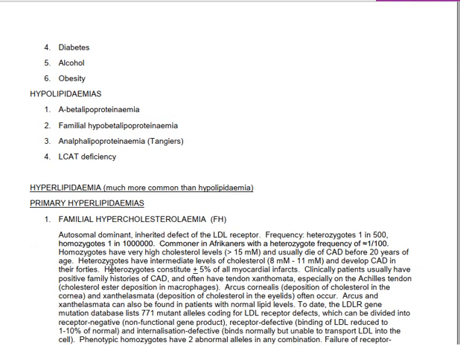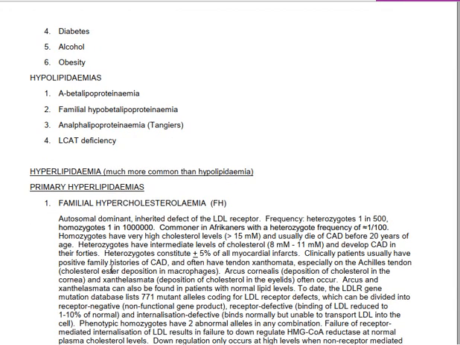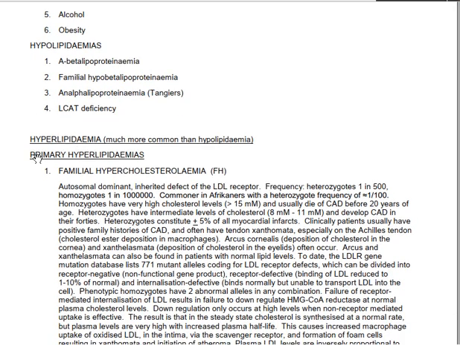So in hypolipidemia, you can have abetalipoproteinemia. You can have familial hypobetalipoproteinemia. You have analphalipoproteinemia, which is also called Tangier disease, and we have lecithin cholesterol acyltransferase deficiency. So now the hyperlipidemias are going to occur much more than the hypolipidemias. Is it clear? So now in primary hyperlipidemia, we start with familial hypercholesterolemia.